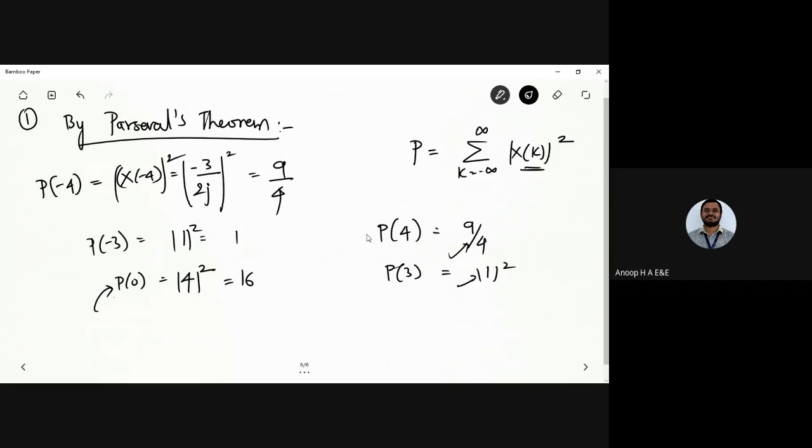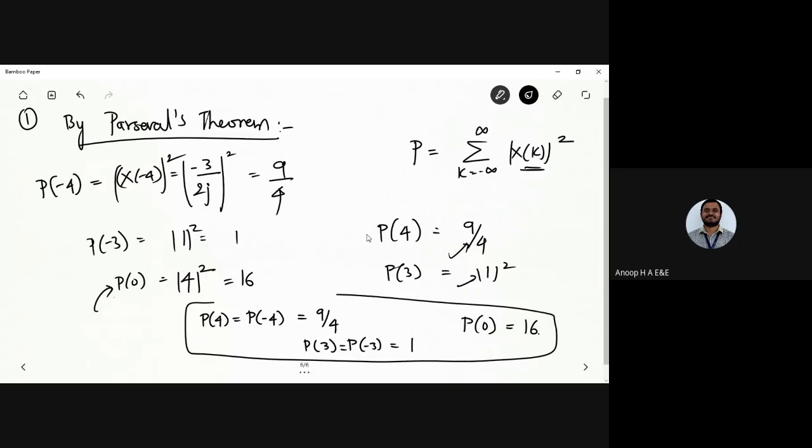Okay, so that's where you are going to get P of 4 equals P of minus 4, that would be equal to 9 by 4. Next, P of 3 and P of minus 3, that would be equal to 1. Next, P of 0, that would be equal to 16. So we all have these components with respect to the average power using Parseval's theorem.